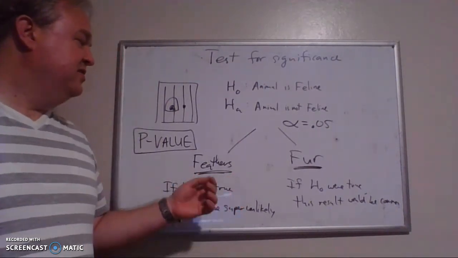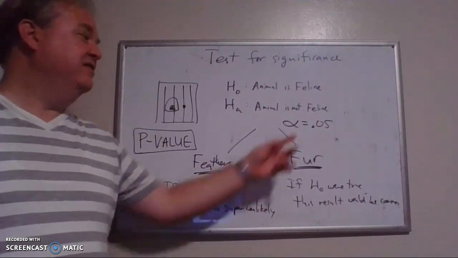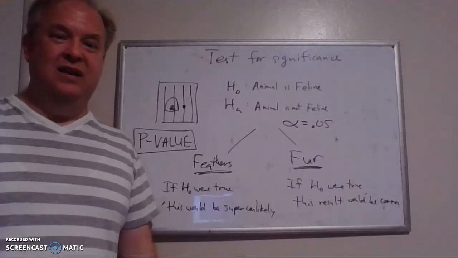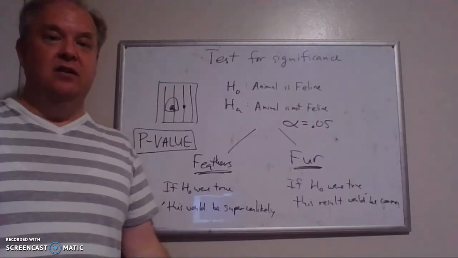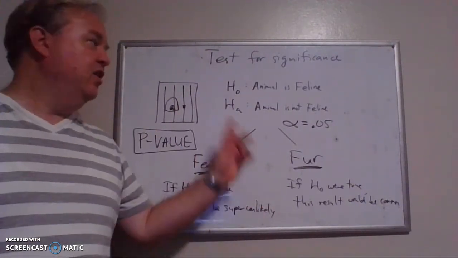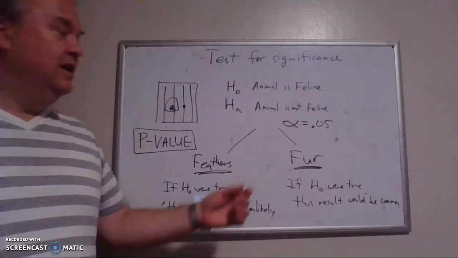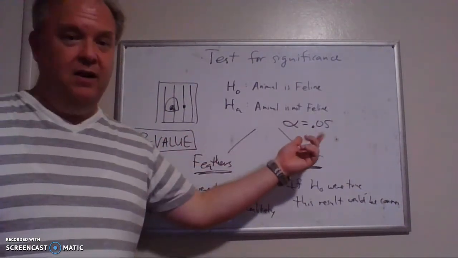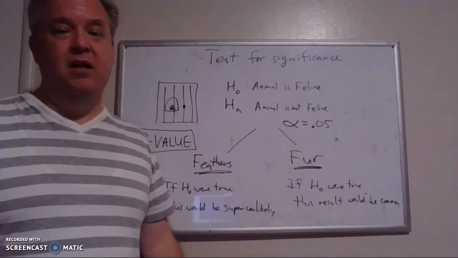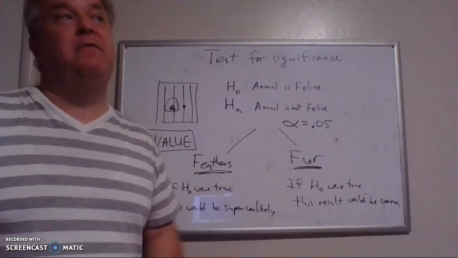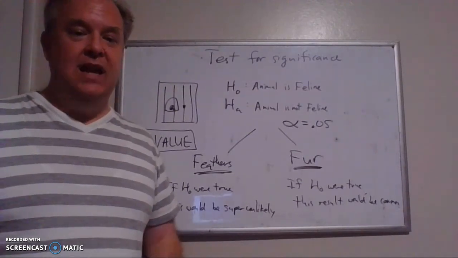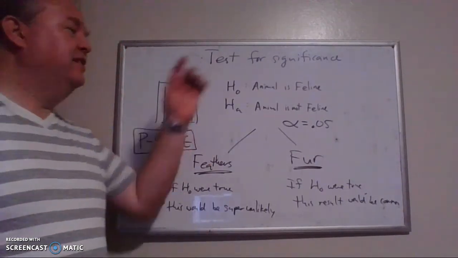And the answer is yes, if the likelihood of my results is less than alpha. So if my p-value is less than alpha, something is really rare, it doesn't happen often, 5% of the time or less, then I'll say I have significant evidence against my null hypothesis. I think the alternate hypothesis is true. On the other hand, if my p-value is greater than alpha, I will say there's just not enough evidence to discount my null hypothesis. It's consistent enough with my null hypothesis that I can't discount that as a possibility. And that is the logic behind a test for significance.